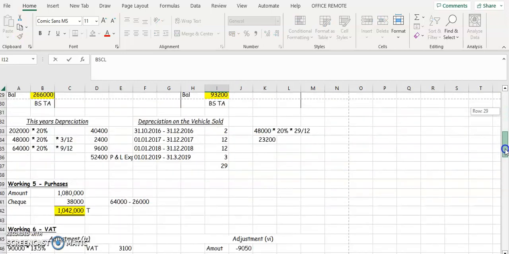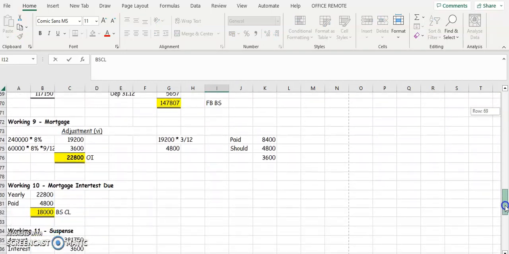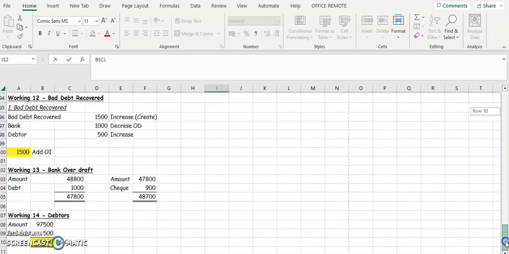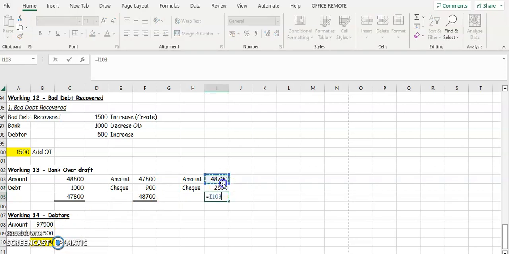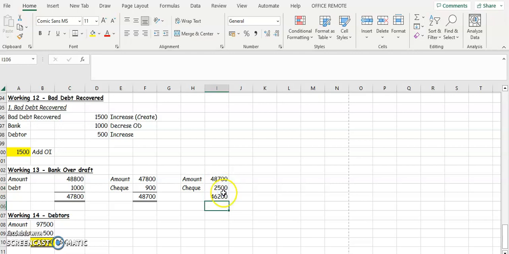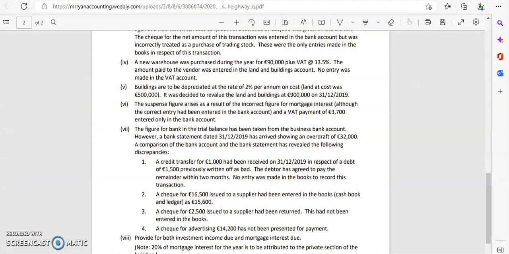And then our bank then, because that check wasn't written, it means that our bank overdraft is going to reduce. So your bank overdraft by 2,500, 46,200 then. That's going to be the figure that goes into our balance sheet as a current liability. Okay, so that's the adjustment then for your bank.